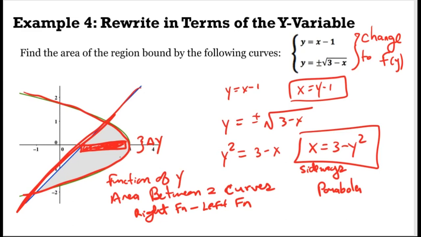Well, with functions of y, if you take the right side, that's where the x-axis is positive. And if you take the left side, that's where the x-axis is negative. So positive minus a negative gives us that double negative and we get a positive result. So sideways rectangles, delta y, that means our functions have to be in terms of y, and we do right minus left.